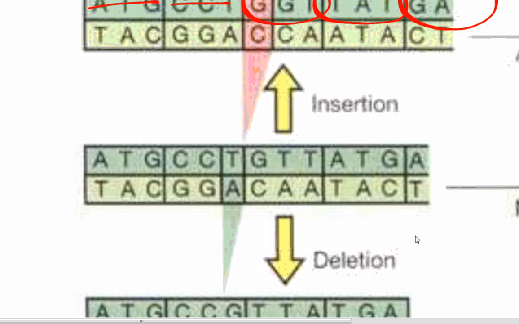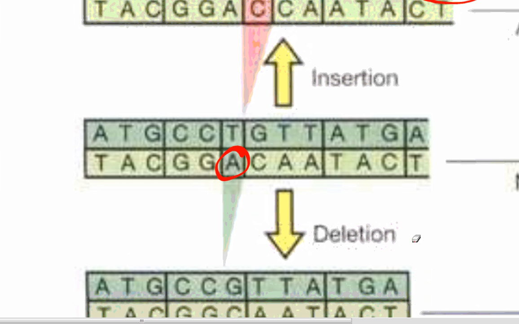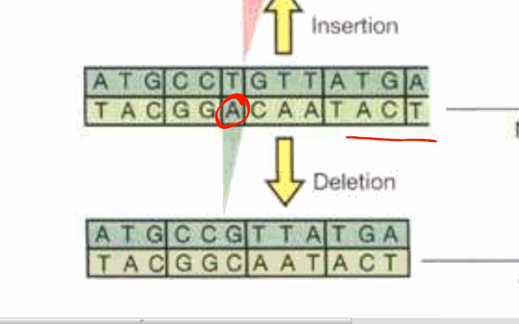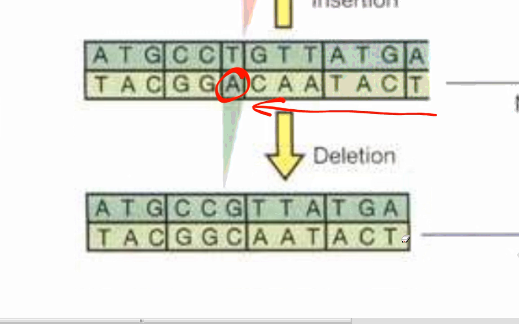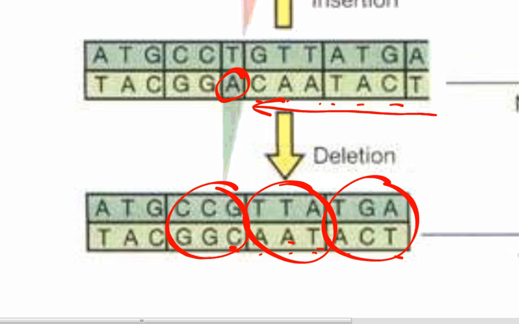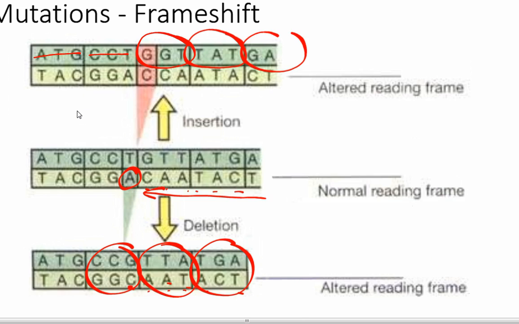Let's do the opposite. Let's take this A and cut it out. And this is going to move everything this way. And so instead of GGA, now you have GGC, AAT instead of CAA, AAT, ACT instead of TAC. And so all of these amino acids as a result are going to be completely busted because of that shift in the reading frame. So that can be a particularly devastating type of mutation.